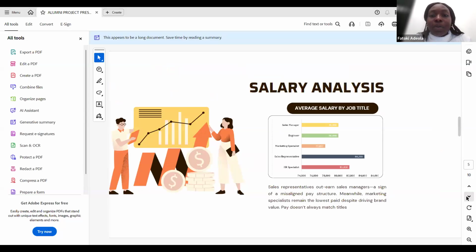So what I did was to consider the salary analysis. We looked at the average salary by job title, and we can see that we have about five roles. We have sales manager, we have the engineer, we have the marketing specialist, the sales representative, and HR specialist.